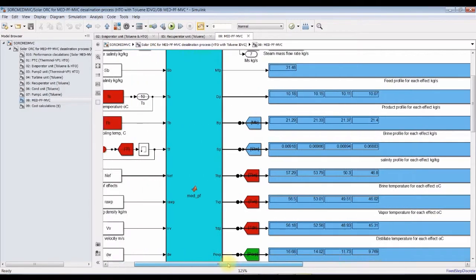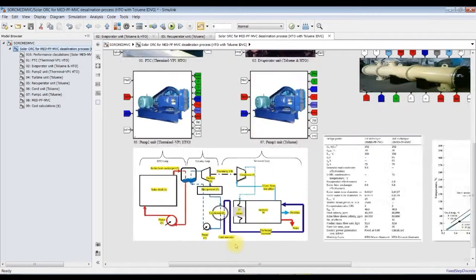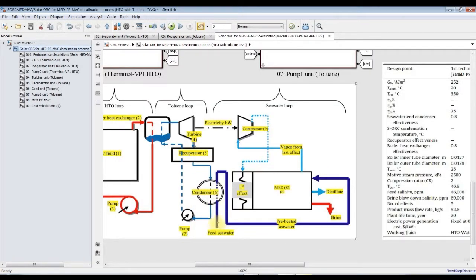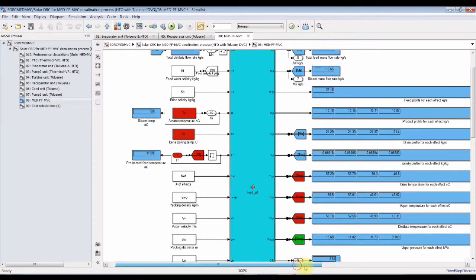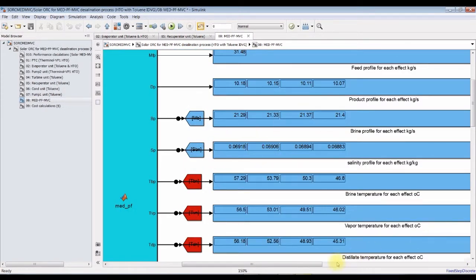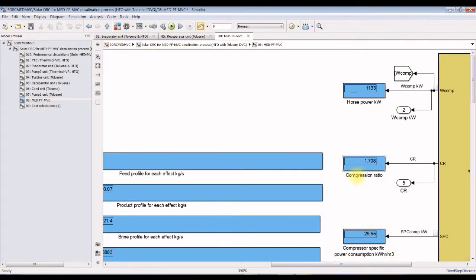Okay, excellent. This is the steam temperature that was assigned. And this is preheated steam from the condenser unit, as you can see here. This stream is 25, and it's preheated up to 31. Okay, as you can see here, these are the effects. Let's see the effect on the compression ratio. So this compression ratio is increased, and the power consumption is reduced because we increased the number of effects.